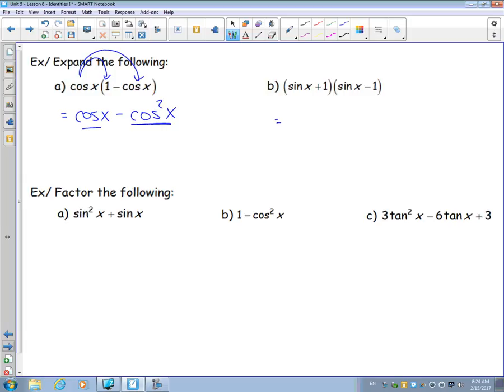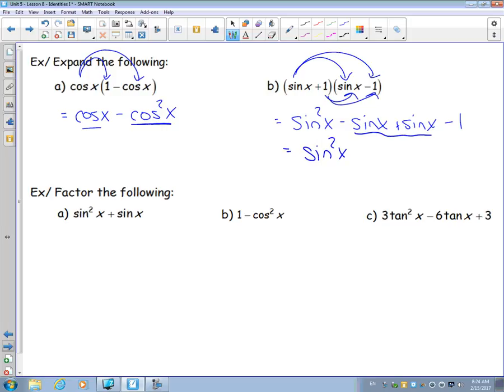Okay. How about this idea? We can FOIL things. Sine times sine is sine squared. Sine times 1 is sine x. Inside plus sine x. Last, minus 1. We can simplify. Sine squared x, these two will cancel each other out, and minus 1. Okay, so these are some ideas.